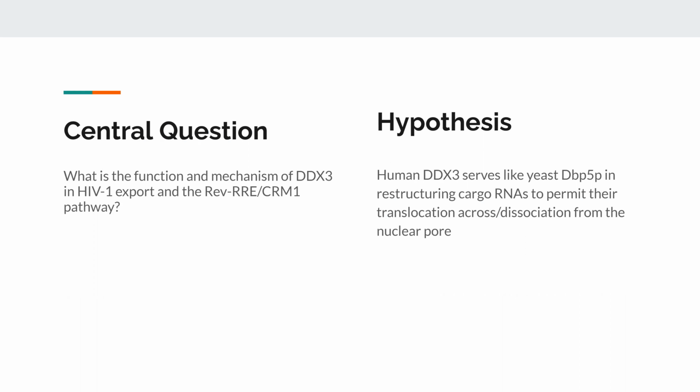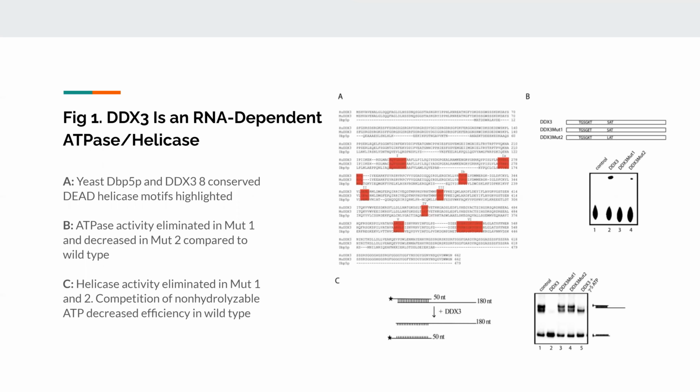The hypothesis is that human DDX3 serves like yeast Dbp5p in restructuring cargo RNAs to permit their translocation across and dissociation from the nuclear pore. To begin to understand DDX3, the researchers analyzed the sequence of DDX3. It contains all 8 motifs conserved by eukaryotic RNA helicases, as you see in the highlighted red boxes in Figure 1A.